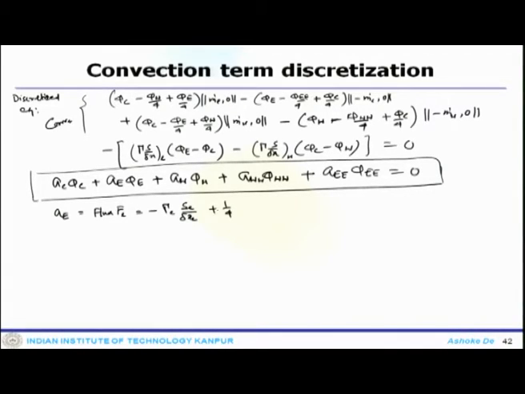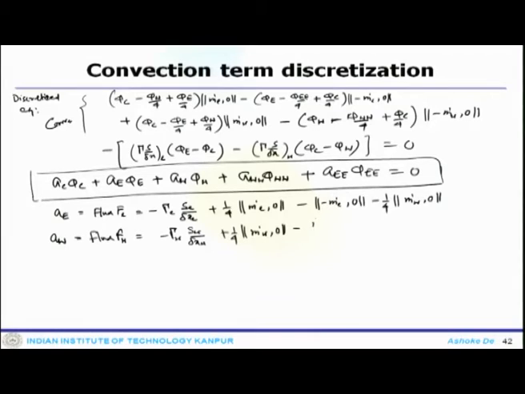Minus 1 by 4 m dot E, minus m dot E, 1 by 4 m dot W. Then this flux F w minus gamma w S w by del x w, m dot W, minus minus 1 by 4 m dot.